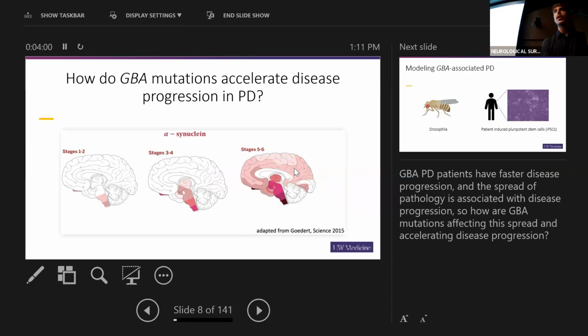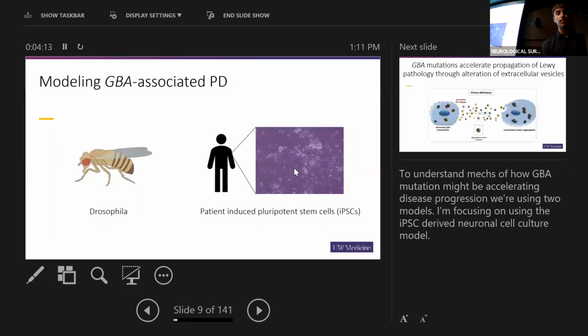With this faster clinical progression of Parkinson's disease, and my mentioning earlier of how the spread of proteins correlates with clinical progression, we're curious why this protein spread is happening quicker. So this is what I'm going to be focusing on. In order to understand the mechanisms of GBA mutations, we use both a Drosophila model and an iPSC model. Caroline Kwan over there, who was in this program last year, used the Drosophila model, and this summer I used the iPSC model.